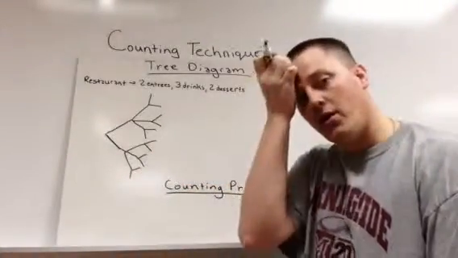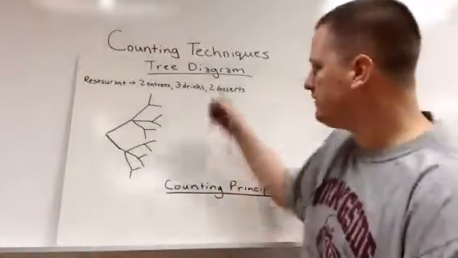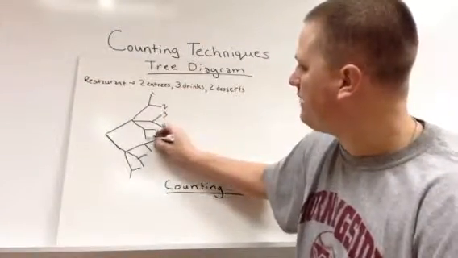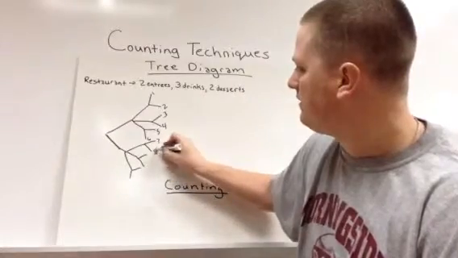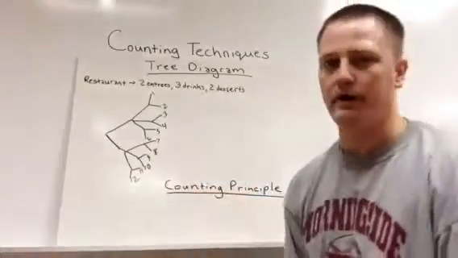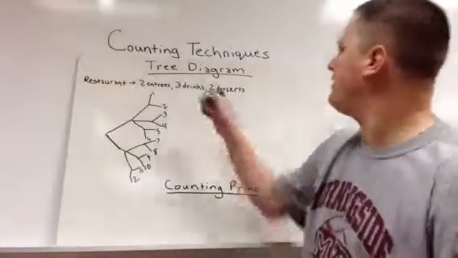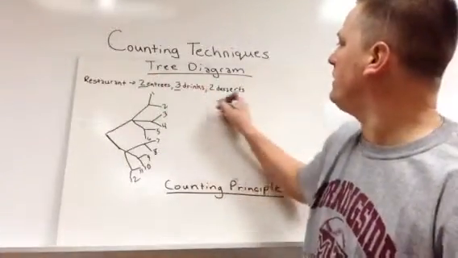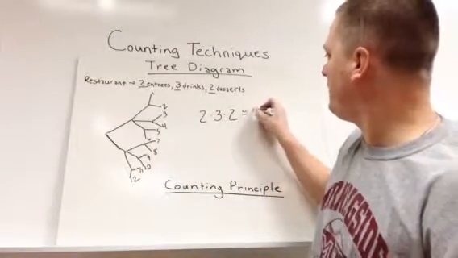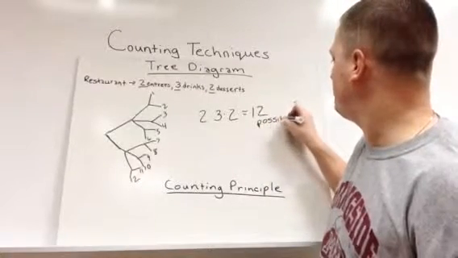So then from here, we can just count up how many ends there are, and that's the total number of possibilities. So we have 1, 2, 3, 4, 5, 6, 7, 8, 9, 10, 11, and 12. Well, there's 12 possibilities. Now from this, hopefully we can see a pattern that we could take 2 times 3 times 2, and we would get 12 possible outcomes.